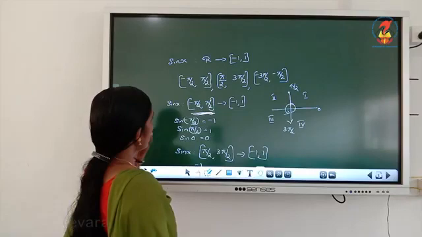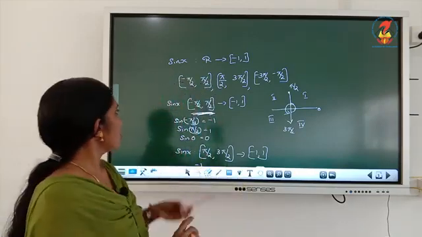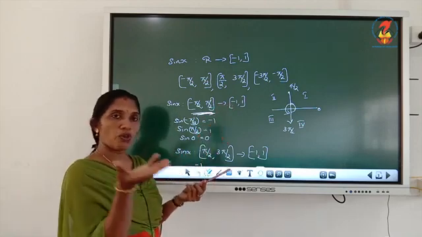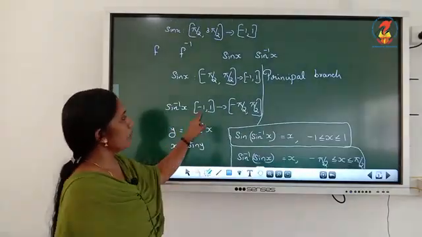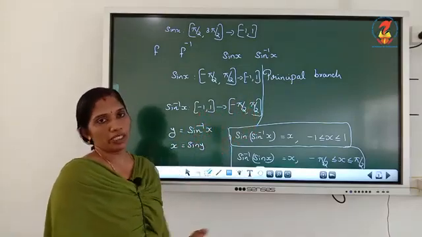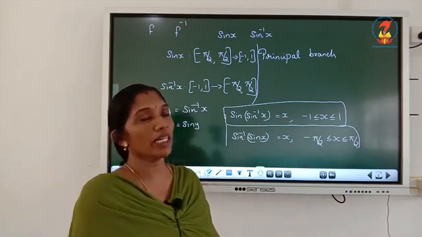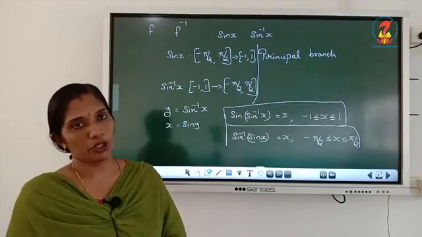But the branch with which range? Minus pi by 2 to pi by 2, that is known as the principal branch. So sine x is defined from minus pi by 2, pi by 2 to minus 1, 1, and it is 1-1 and onto. So we can define an inverse, sine inverse, from minus 1, 1 to minus pi by 2, pi by 2. Then you have to learn this also: y equal to sine inverse x means x is equal to sine y. And these two results also: sine of sine inverse x is equal to x if minus 1 less than or equal to x less than or equal to 1, and sine inverse of sine x is equal to x if minus pi by 2 less than or equal to x less than or equal to pi by 2. Okay children.